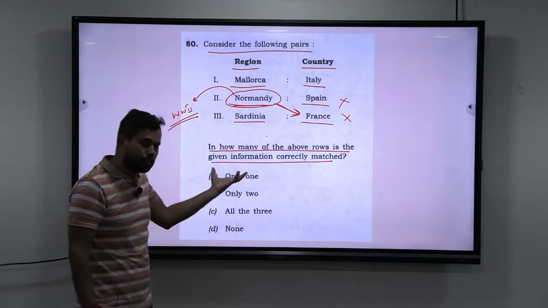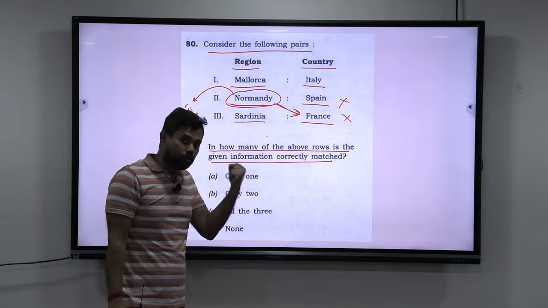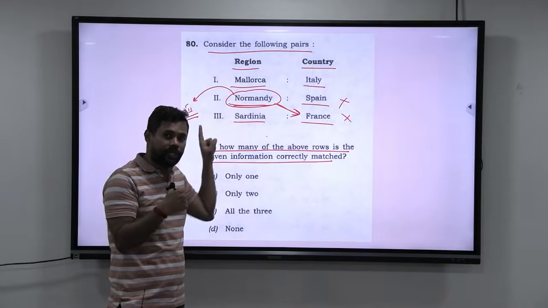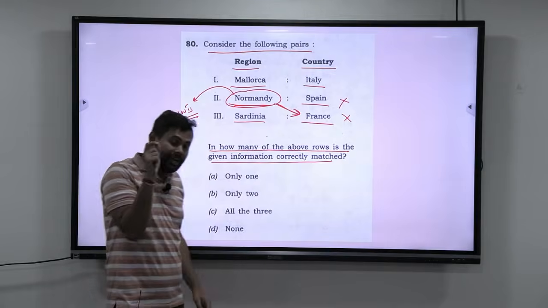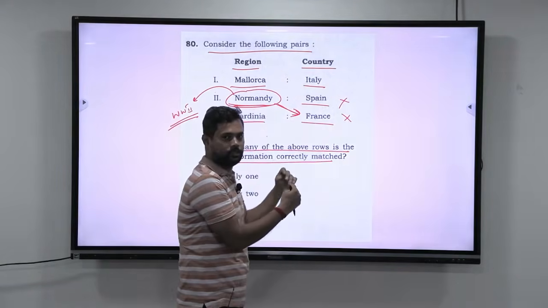They have not given you the scope to eliminate. That is what makes this question a little difficult. So applying that line of thought, though you know about Normandy, it also becomes important that you know what Mallorca is. Where is Mallorca? Okay. So overall, the learning here is that they will always change the options, that adla badli.